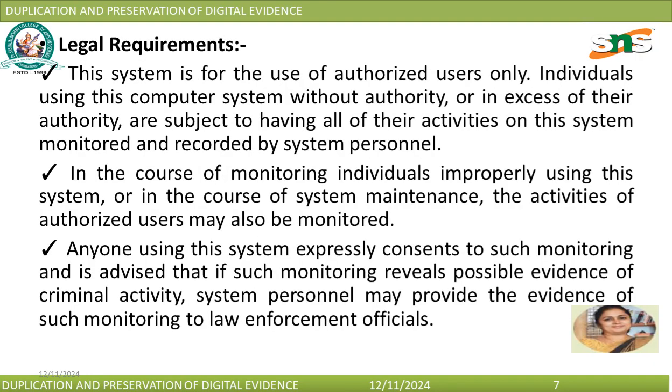Legal requirements. Individuals using a computer system without authority should have all their activities on the system monitored and recorded by system personnel. In the course of monitoring individuals improperly using the system, or in the course of system maintenance, the activities of authorized users may also be monitored. Anyone using the system expressly consents to such monitoring and is advised that if such monitoring reveals possible evidence of criminal activity, system personnel may provide the evidence of such monitoring to law enforcement officials.